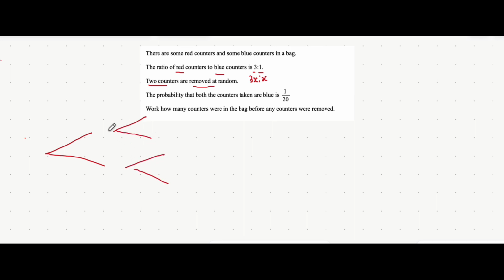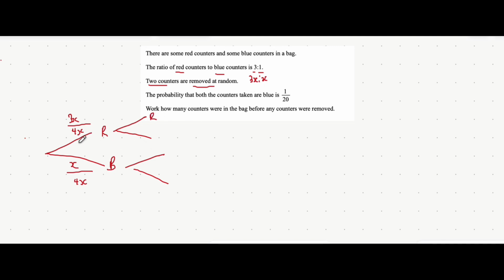So first of all, I'm going to have red here, blue here. The probability that it's red is 3x over the total of these two added together, which is 4x. And I'm not going to simplify this, I'll show you why later. The probability of blue is just the amount of blue, which is x, over, again, the total 4x.